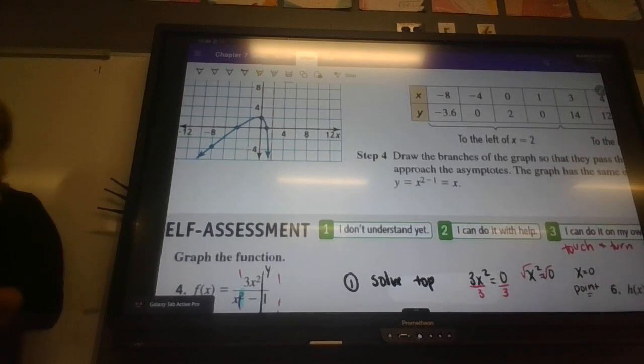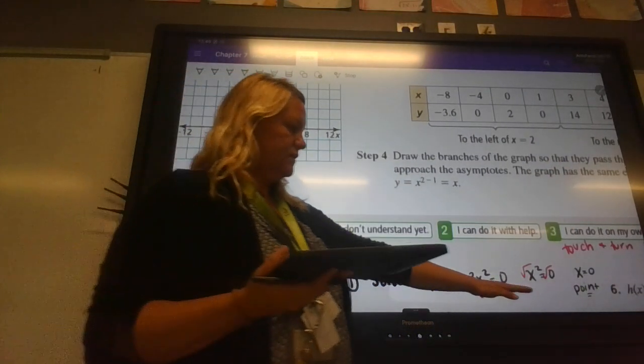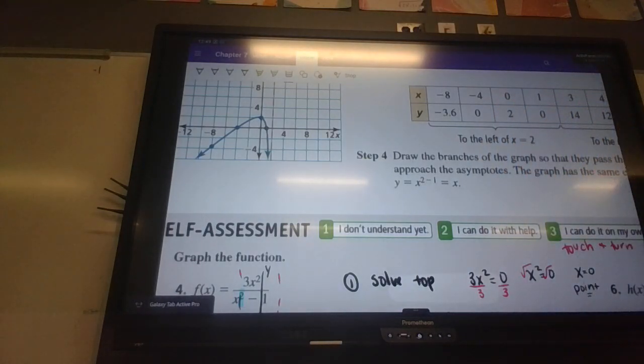So on number 4, the first thing you do is solve the top, set it equal to 0, divide by 3, x squared equals 0. So I have a little note here that it's a touch and turn. We talked about touch and turn back in chapter 5 when we graphed polynomials.